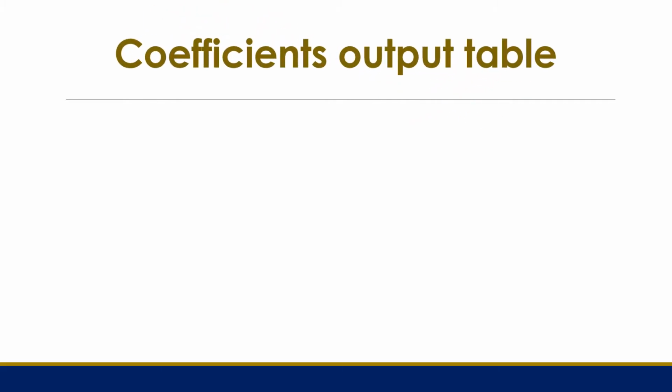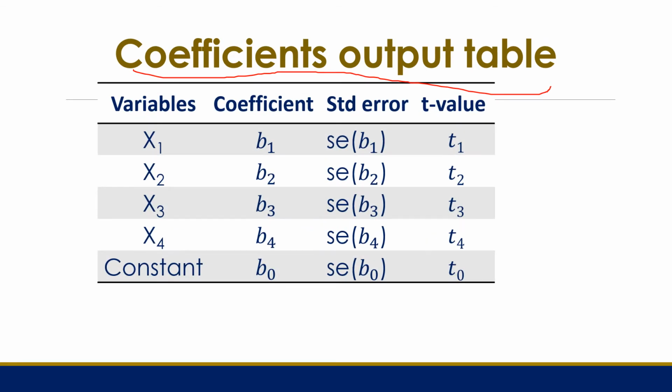Now, to be able to test this hypothesis, we require the output from the computer software, and the output is found in a table that is called the coefficient output table. And this is the way the coefficient output table looks like. It has got the variables in the model, like in this case, there are only 4. This is not an example, this is just an illustration. And we'll see the example we did earlier just below.